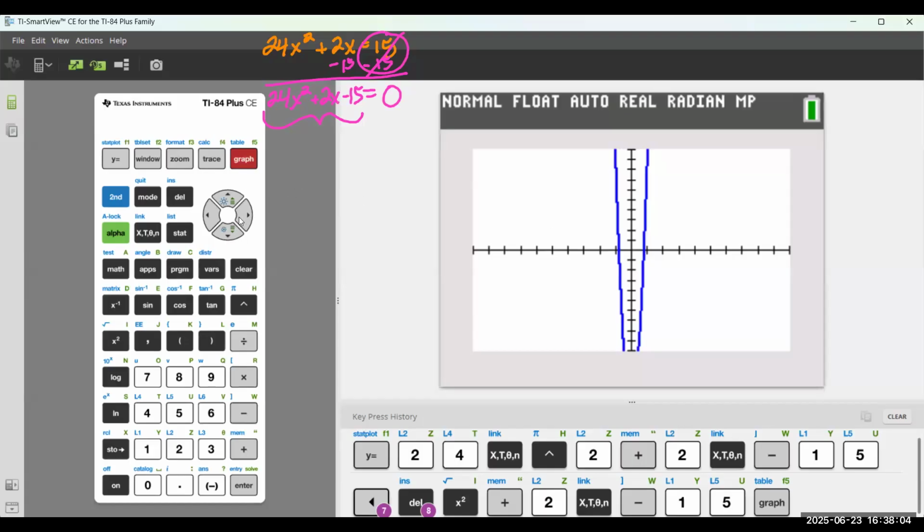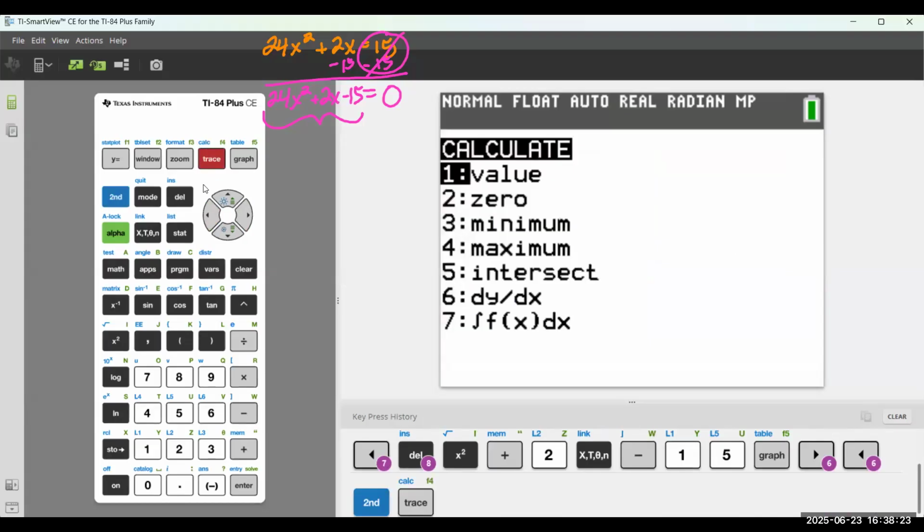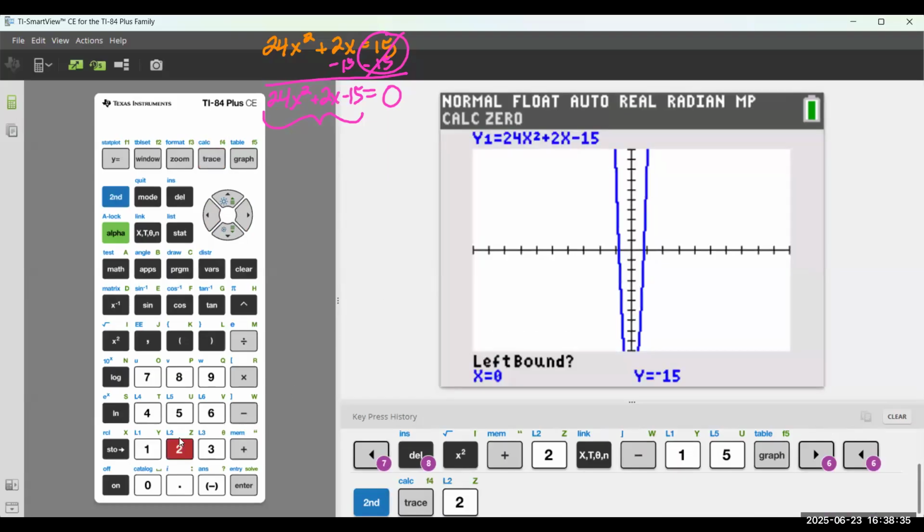Now, how do I find that number? You could just push over and kind of use that to guesstimate, but there's a really easy, more precise way of doing this. If you see this word up here called calc, it's going to calculate something for you. It's in blue, so we have to click our blue button first and then click trace, which gives us calc. Now I mentioned that is called the solution or the x-intercept or the root or the 0. So if I am looking for a 0, that's right here, number 2. I just click 2.